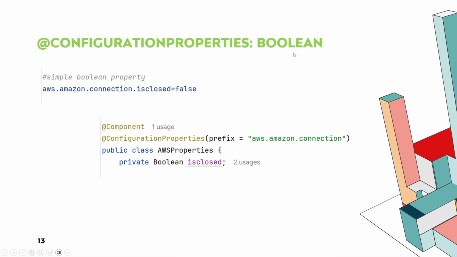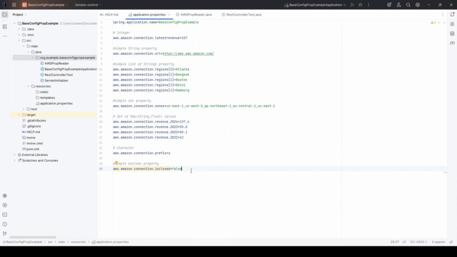Now look at the Boolean type. I have added an entry which returns a Boolean value, is closed. I'm accessing that particular Boolean variable here in the class which is configured with configuration properties. It has the same prefix. Let's see how I pull this value. So this is the key I'm trying to pull.